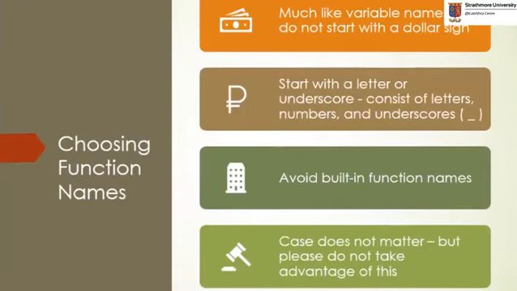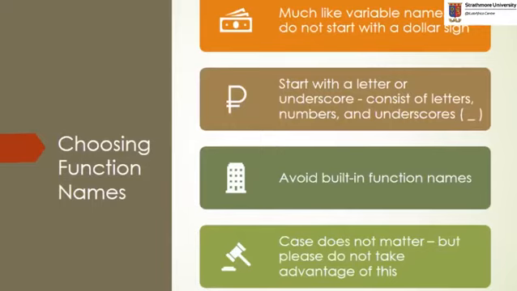For the function name, you start with a letter or an underscore, and then it can consist of letters, numbers or an underscore. You also need to avoid the built-in function names like string length that we saw, or random, because those already have a given meaning. Case does not matter. It means that when you have the function name hello in caps or hello in small letters, it doesn't matter.